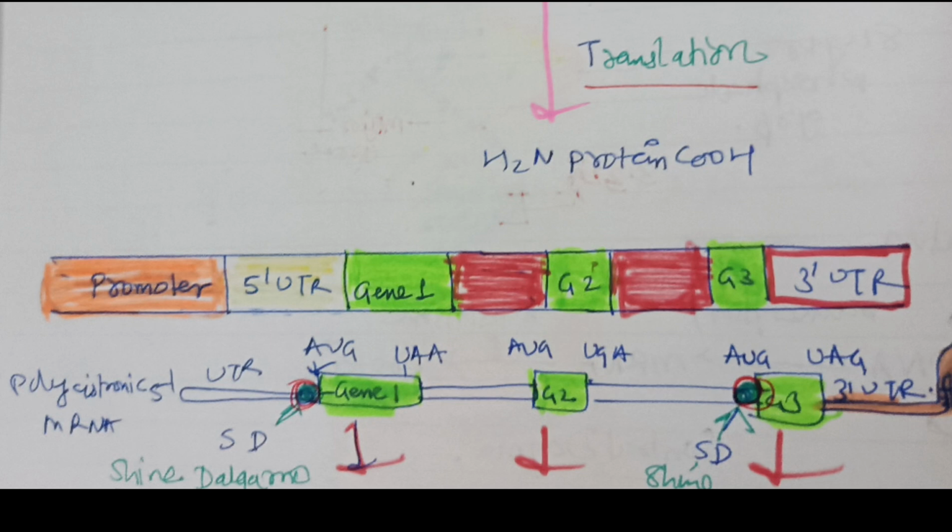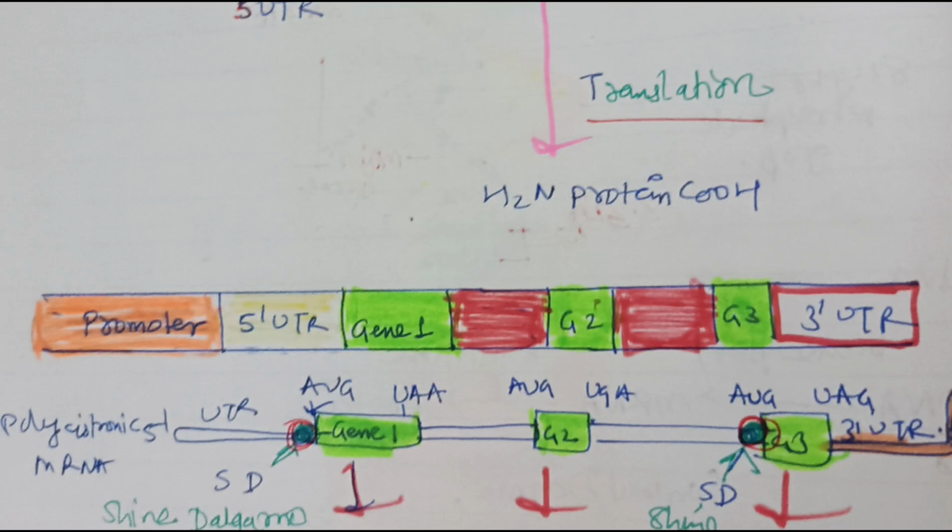Then there is another figure, that is a polycistronic gene expression. In this figure it shows the polycistronic mRNA, which is common in bacteria. One mRNA molecule contains several genes. Three genes are present, gene 1, gene 2 and gene 3. Each has its own SD sequence, that is a Shine-Dalgarno sequence, and its own start AUG and stop codon.